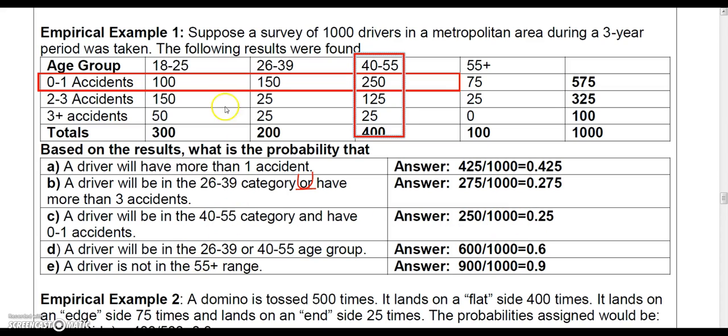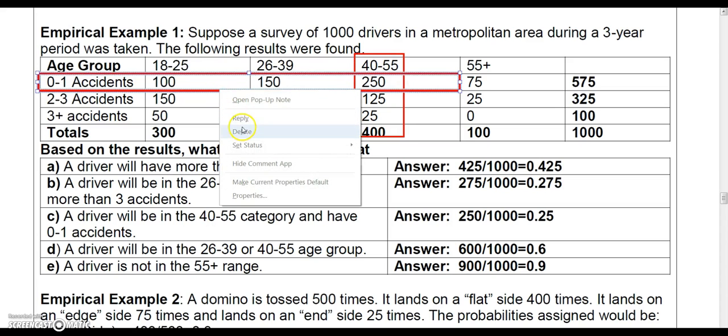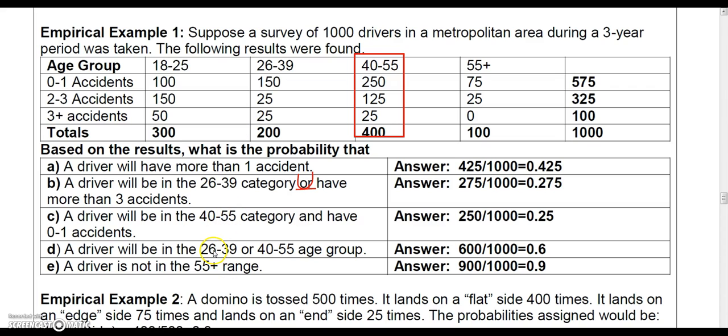And then if you wanted to know the probability of someone being in, say, the 26 to 39 group or the 40 to 55 group, well, notice there's no intersection for those two groups. So the addition principle tells me when there's no intersection, you can just add the totals together. So 200 plus 400 is 600, and so that's 0.6.